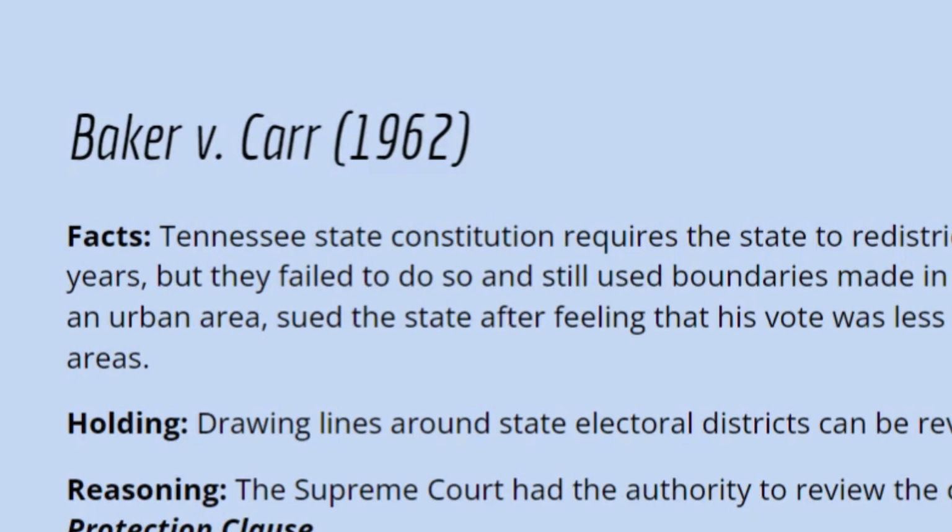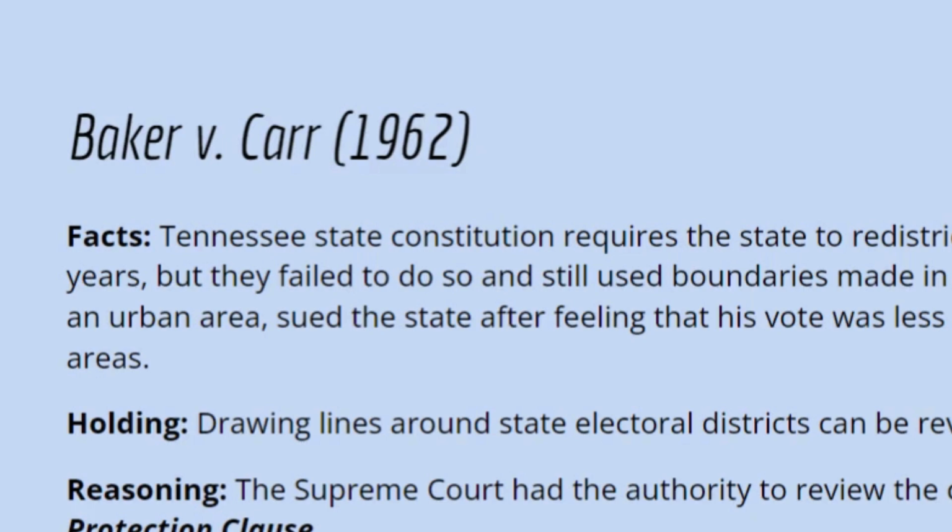The holding made by the Supreme Court was that drawing lines around state electoral districts can be reviewed by federal courts. The reasoning behind this was that the Supreme Court had the authority to review the case because it addressed the Equal Protection Clause.